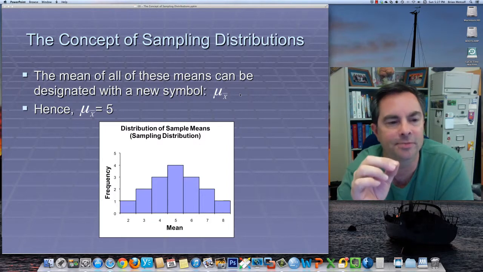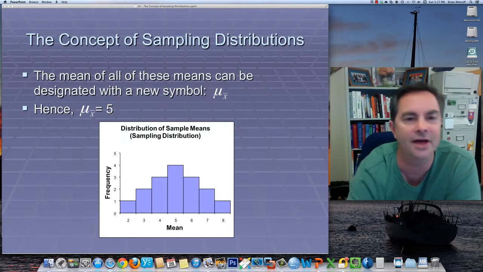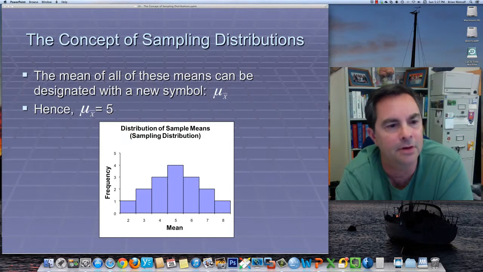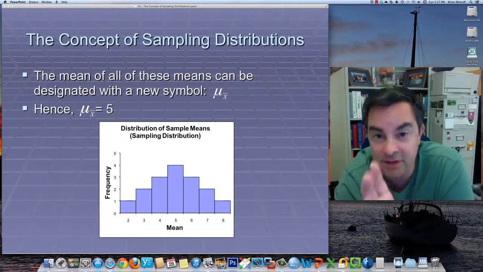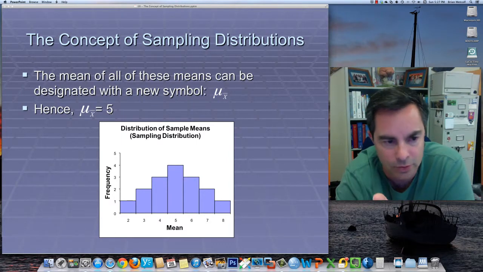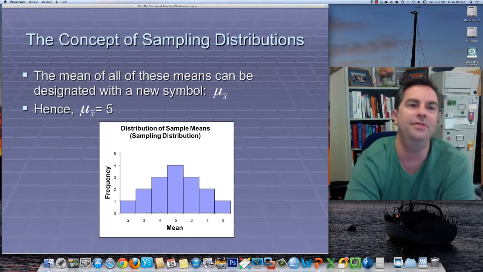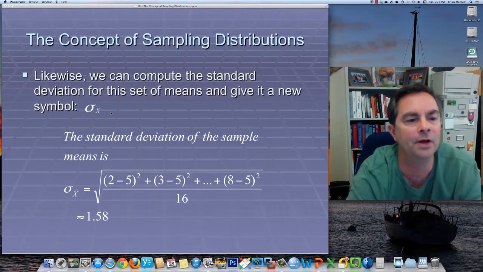The mean of means is equal to 5. And that's not a unique thing. That's not a unique thing for this example. The mean of means is always going to be exactly equal to the raw score mean for the population. That's an interesting thing, as you'll see as we proceed.